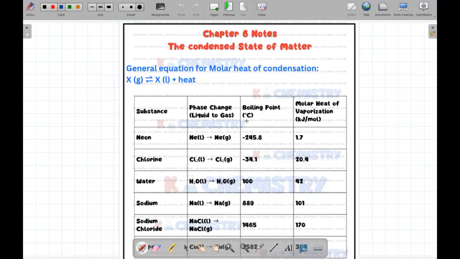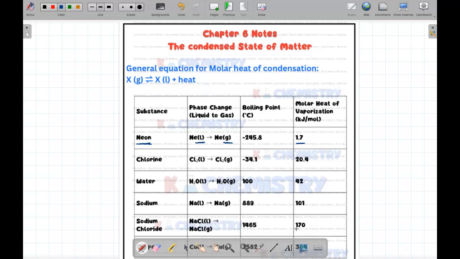So let's see some examples. What is the molar heat of vaporization of a certain substance? For neon, for example, you will need 1.7 kilojoules to change 1 mole of the neon from the liquid form into the gaseous form. This is a small amount of heat.